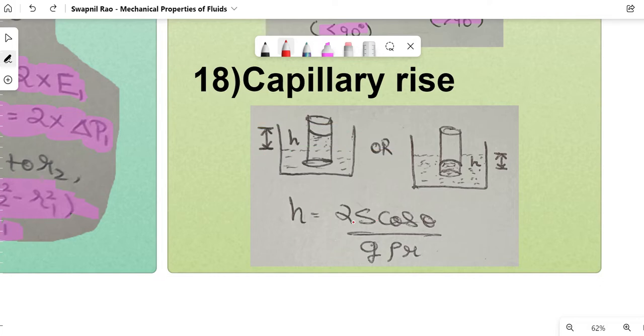In this case, h is going to be equal to 2 S cos theta, where theta is the angle of contact. I think I haven't written it, so I'll just mention it. This theta is the angle of contact, divided by g rho r. And what is r over here? r is going to be the radius of the capillary tube. I'll just mention it over here. So yeah, that would be h.